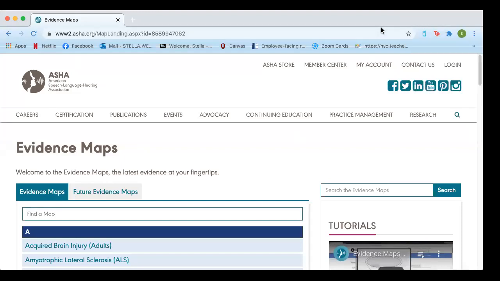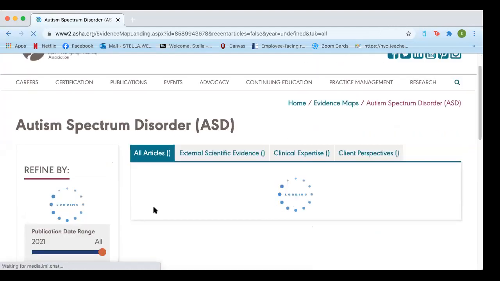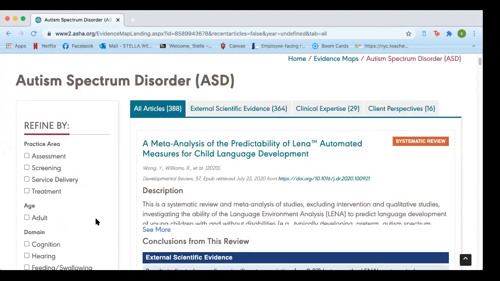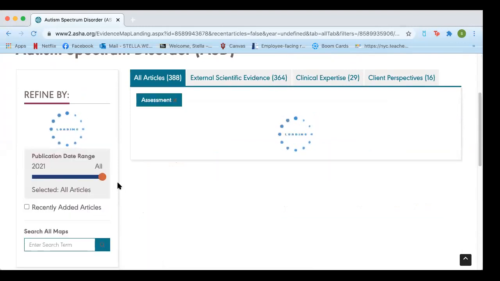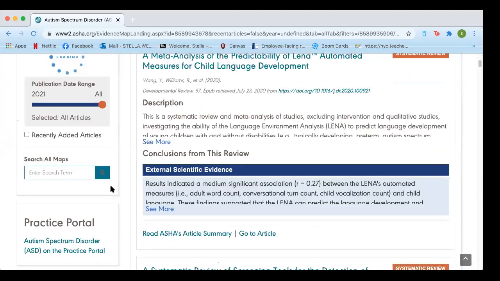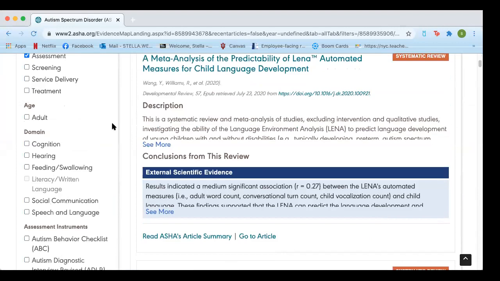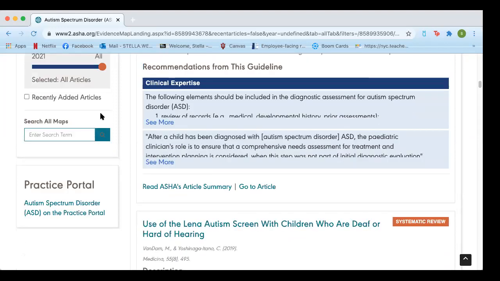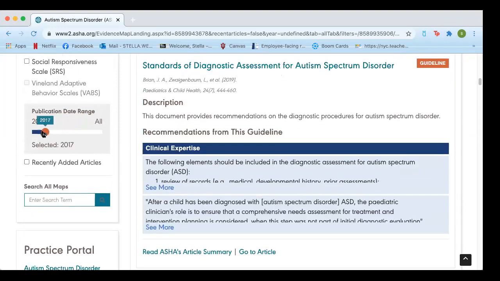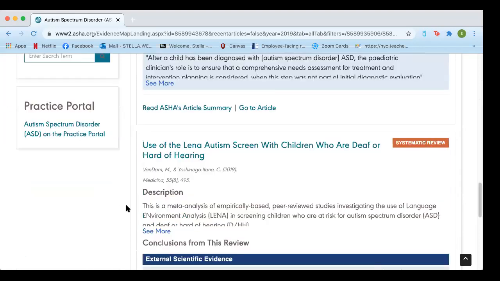Yes. Okay, so here are the evidence maps, and we chose autism as our topic. Within autism, the practice area we chose was assessment, and the domain we chose was speech and language. We made the publication date range 2019, and we came up with these 4 articles. Helen's going to start.